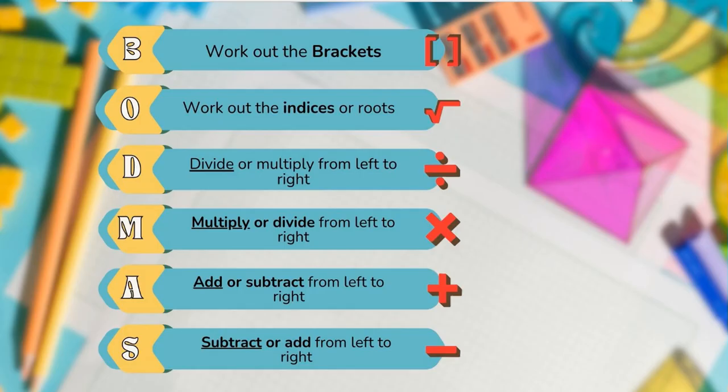It means you have to start by solving the brackets first. If there are no brackets, or after solving the brackets, you move on to the indices. If there are any exponents or powers that you need to solve, if there are any roots that you need to solve, then you solve those next, and then you move on to divide.